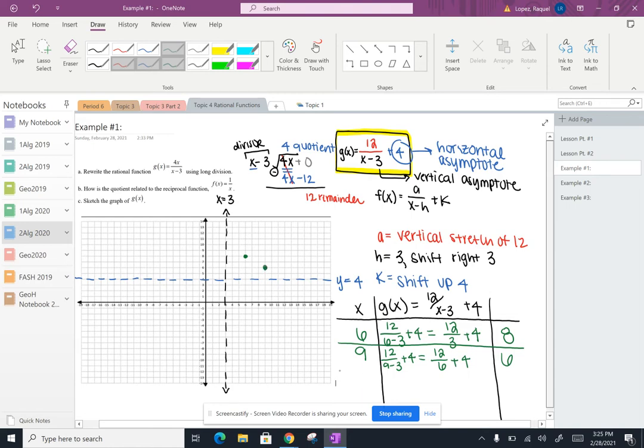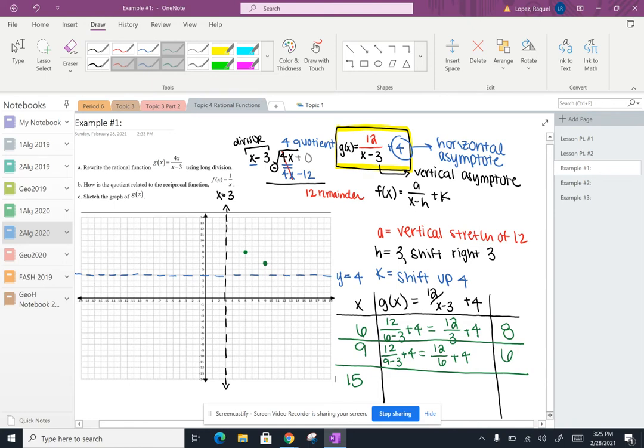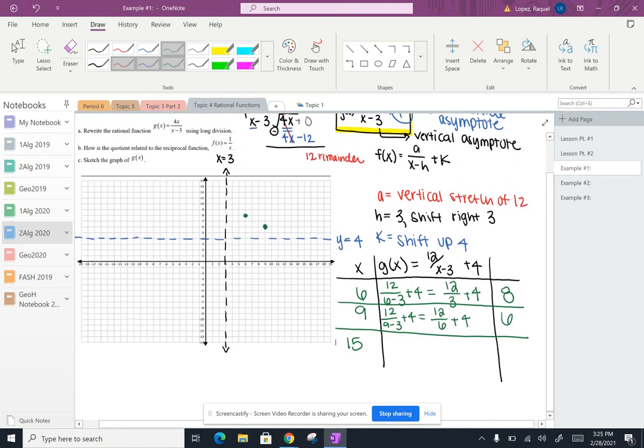Let's pick one more. I have a feeling, and by I have a feeling, I mean I'm just looking at this part right here, and I'm trying to see what numbers I can substitute for x that are nicely divisible so that I can do 12 divided by that number. So I'm going to pick 15, and I do 12 over 15 minus 3 plus 4. So let's see, I end up with 15 minus 3 is 12. So I end up with a statement that looks like 12 divided by 12 plus 4. Well, 12 divided by 12 is just 1. 1 plus 4 is 5. So another point on here is 15 comma 5. And that looks like it's right here.